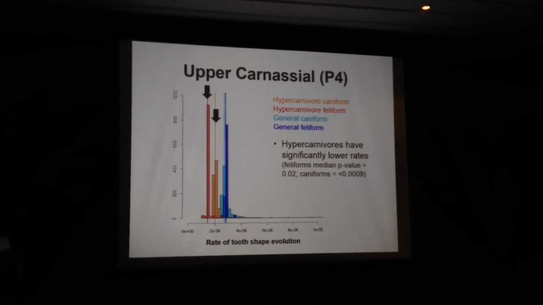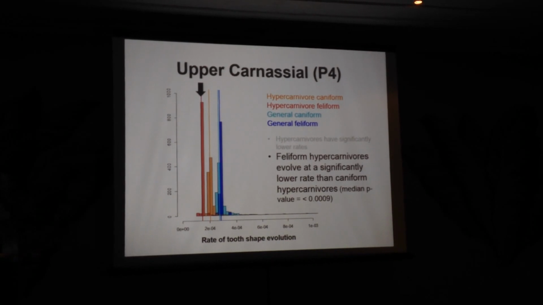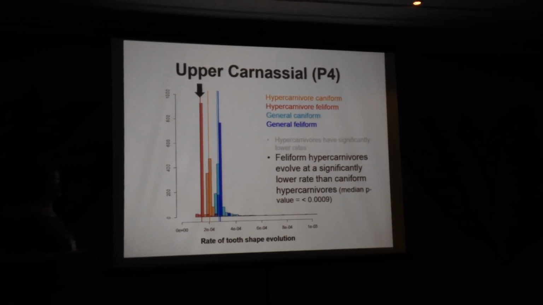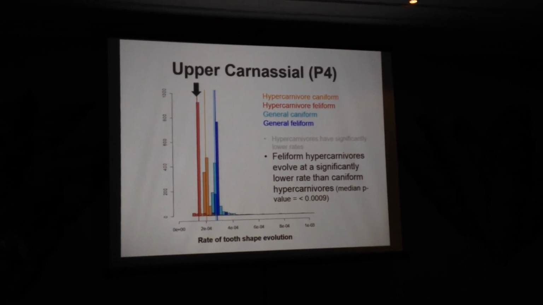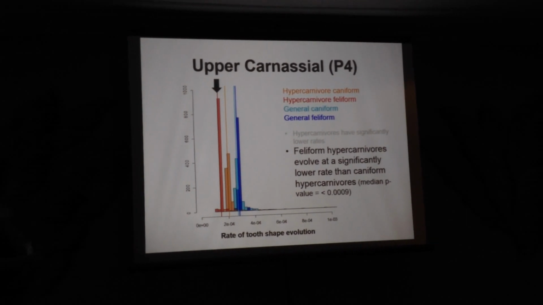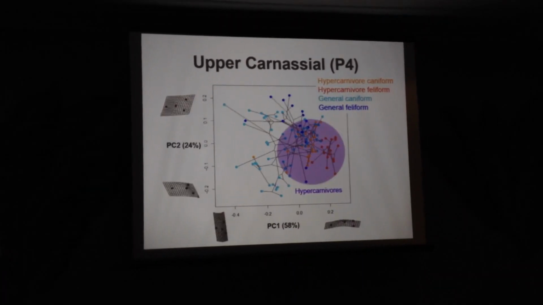When we focus in on the filiforms, we see that they're also evolving at a significantly lower rate than the hypercarnivorous caniforms. So these 2 results are exactly what we would expect given what has been previously published on carnivore evolution. But what's going on with the morphology?